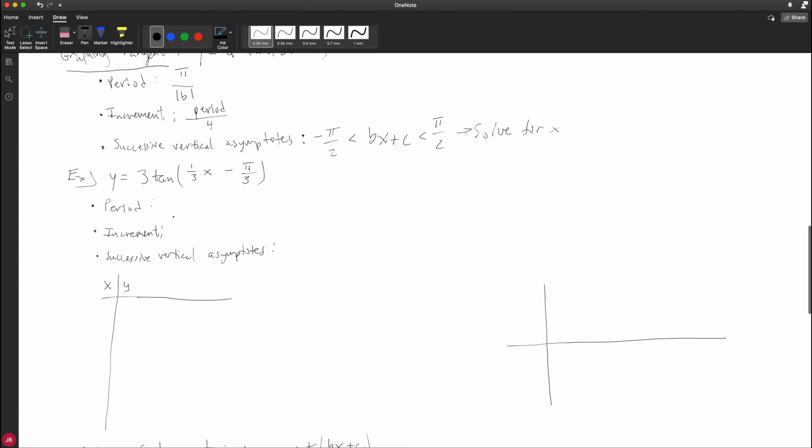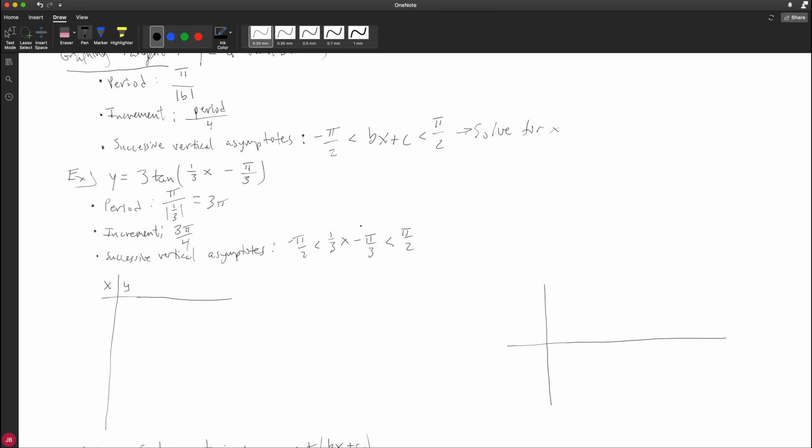Okay, so first let's find the period of this first example here. Well, we just take pi divided by the absolute value of the number in front of x, and that number is 1/3. The absolute value doesn't do anything, so you just get 3 pi. And then the increment, that should be familiar, just divide it by 4, right? Now to find our successive vertical asymptotes, we're going to take minus pi over 2 less than 1/3 x minus pi over 3, and then less than pi over 2. And now we're going to solve this for x.